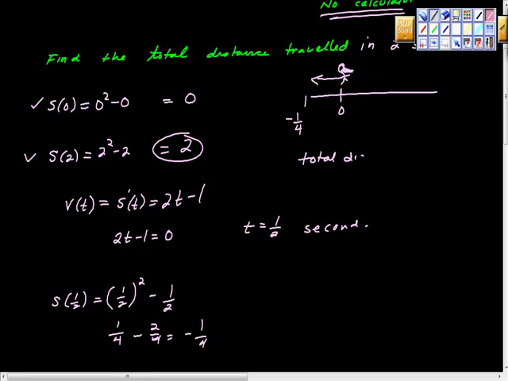So he ran this way for a total distance. Total distance is equal to, I know he's at negative 1/4, but that's a distance of 1/4, isn't it? Plus, at 1/2 second he's here, and he runs all the way back to 2, doesn't he? And what's that total distance? Well, the distance from negative 1/4 to 0 is 1/4, plus getting to 2, so it's 2 1/4. Total distance traveled, 2 1/2 feet.